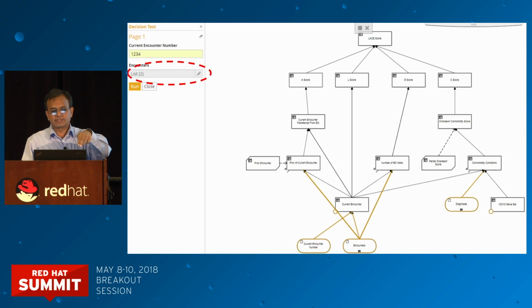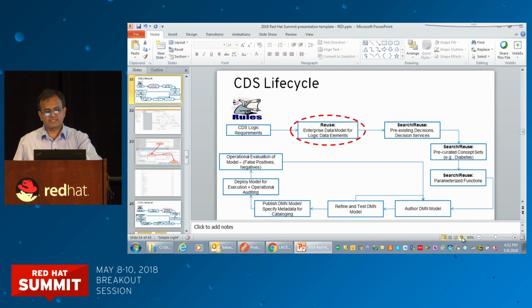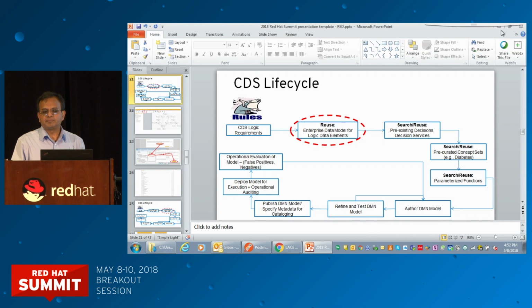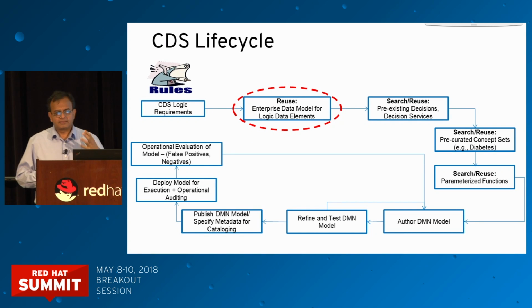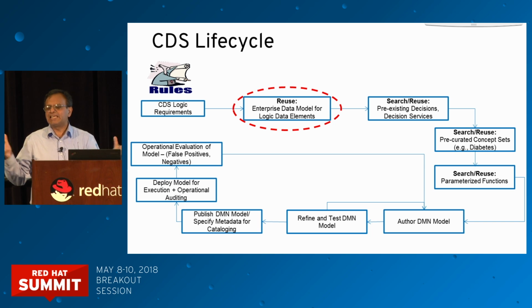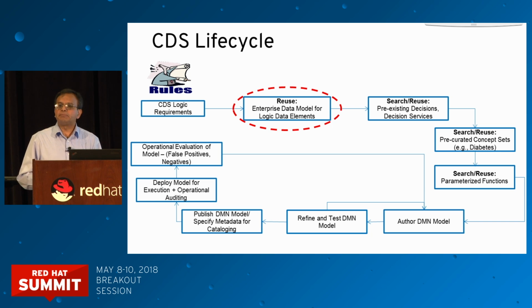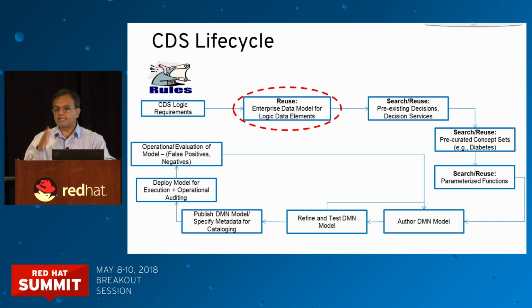So let's move on to the next step. I'm going to jump now to reuse. Now this is very interesting. Let me talk about this a little bit. If you are an organization, it's really important for you to standardize on your decision variables. That's the only way you can scale your decision authoring team. And the smartest way to do it is to leverage your enterprise data model. And if you don't have one, iteratively build one. That is my recommendation.